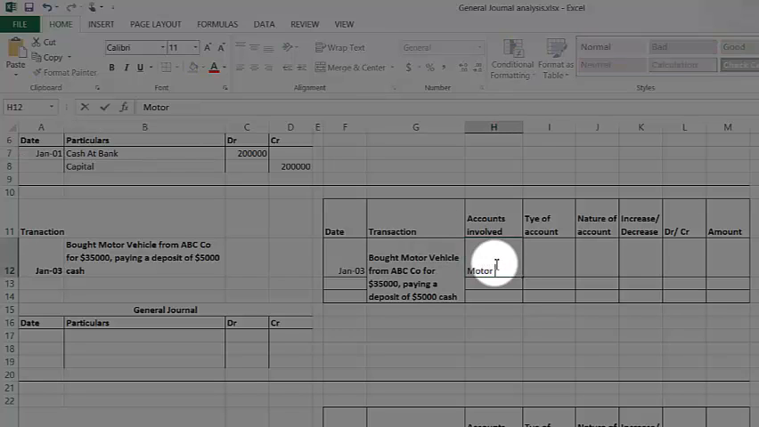Motor vehicle. Okay. The type of account, well, it's an asset. I'm just going to type A for asset. Let's just identify the other accounts that are involved here. ABC Co. You can see here that if we're going to pay $5,000, we're going to owe ABC Co. the difference, which is going to amount to 30,000. Right. Let's just identify the account. ABC Co. is a person or a business that we're going to owe money to, therefore by nature it's a liability.